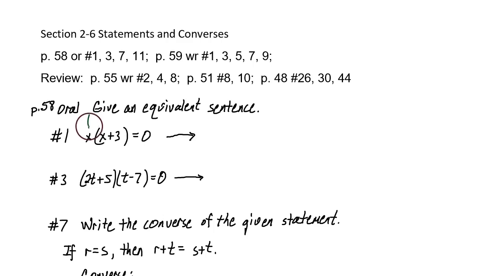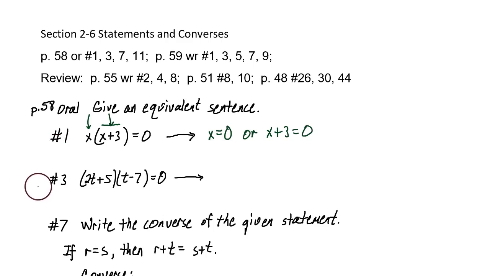The first factor is the letter x. The second factor is the x plus 3. One of those must be 0 so that when you multiply together you get an answer of 0. So let's express that. x must equal 0 or x plus 3 must equal 0. This is our equivalent sentence to this original one.